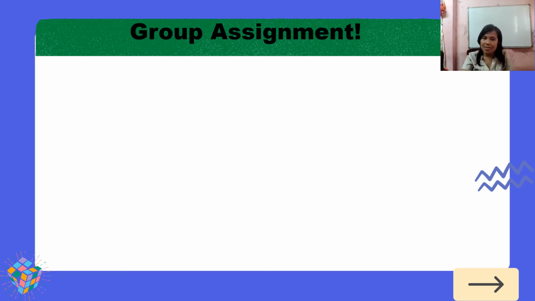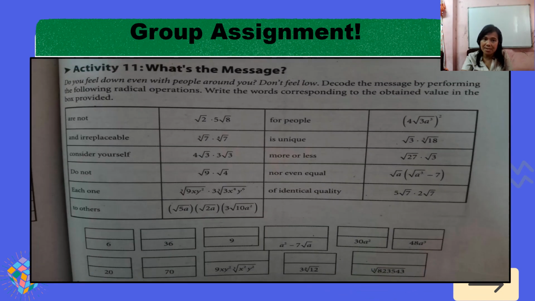Okay, so since we're done with multiplications, here is your group assignment. So, disregard nyo na yung activity number. So, title na lang tayo. So, what's the message? Do you feel down even with people around you? Don't feel low. Decode the message by performing the following radical operations. Write the words corresponding to the obtained value in the box provided. So, for example, eto, solve nyo muna. Kailangan may solution. So, solve nyo muna. Halimbawa ito, di ba? Out, out, in.